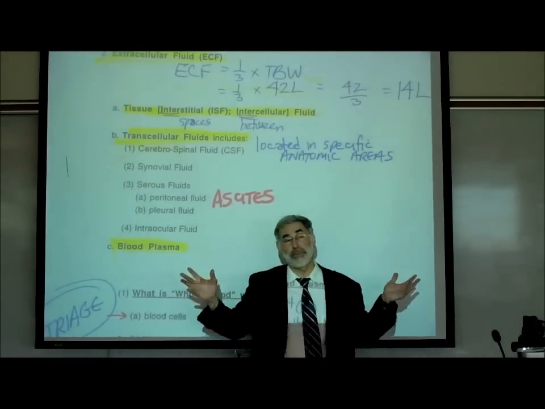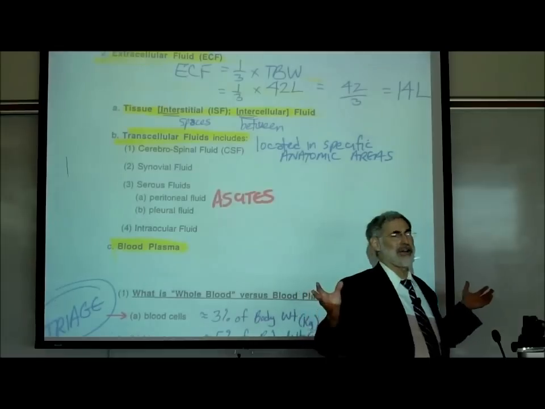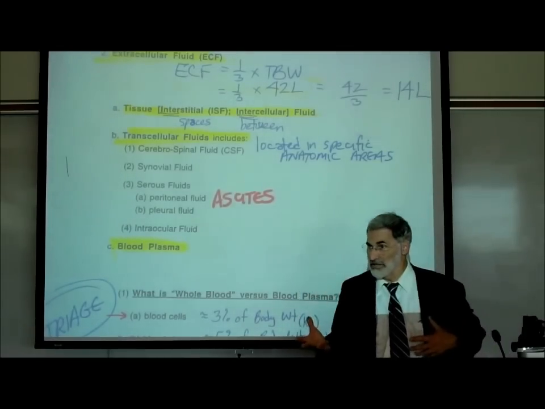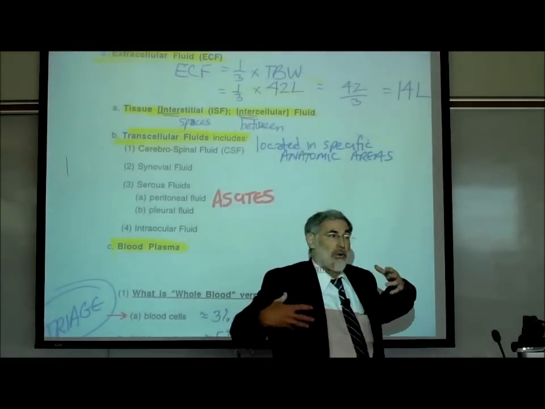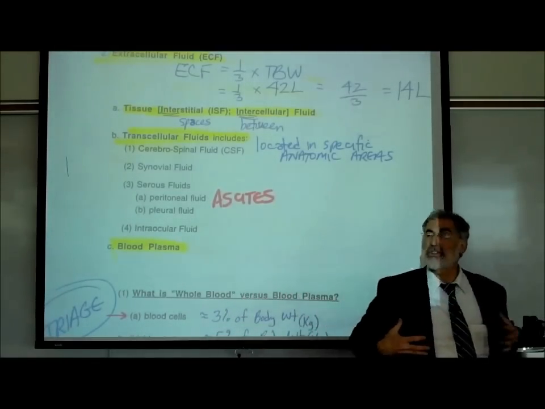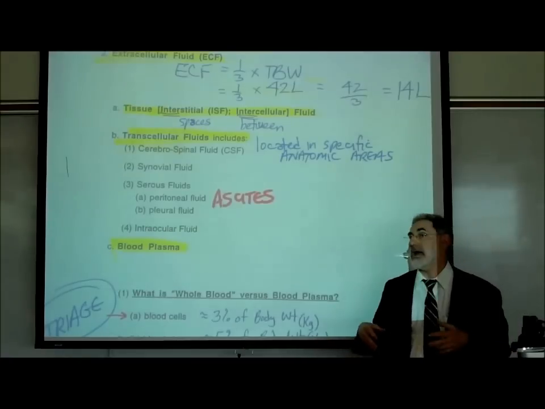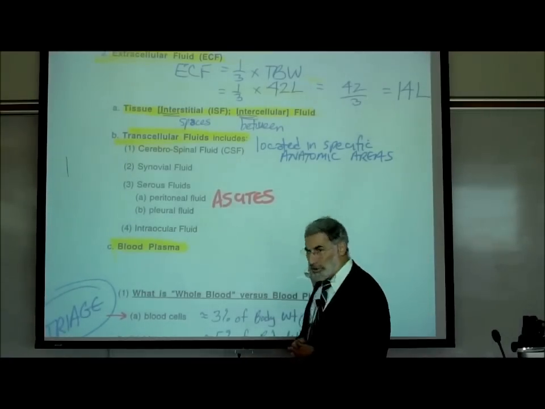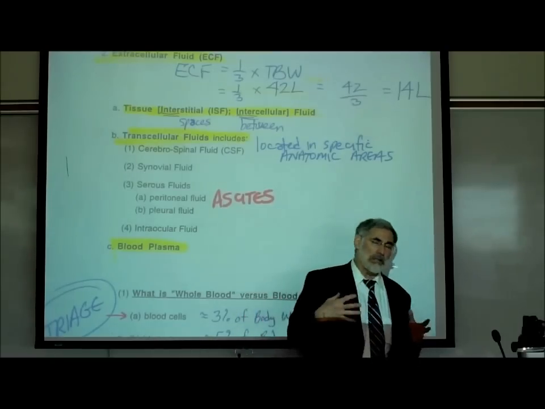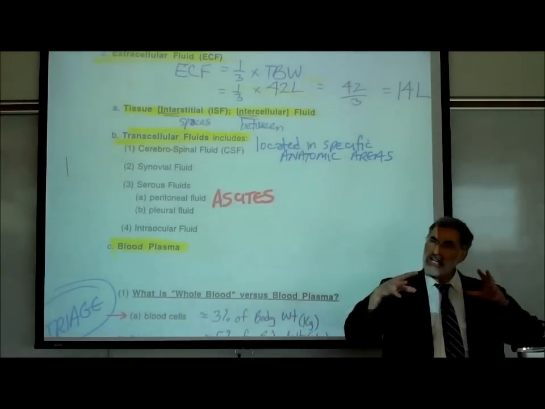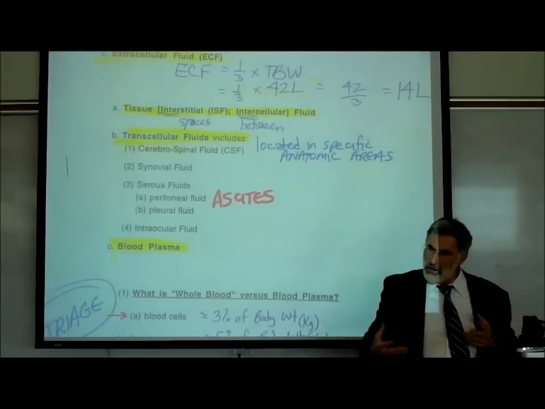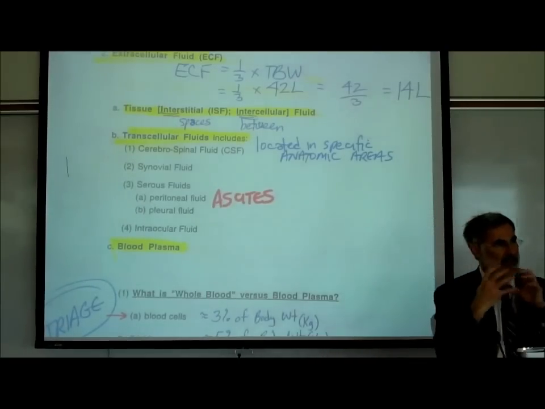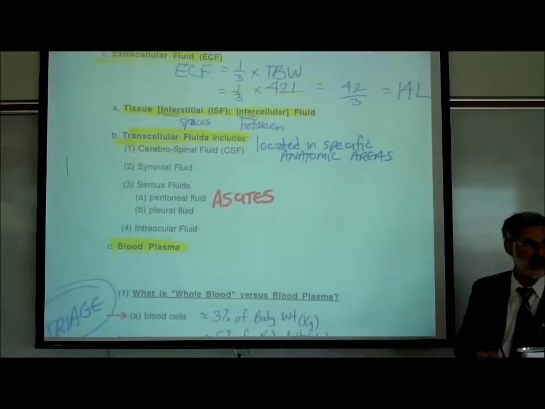Pleural fluid. What's pleural fluid? Where's that located? Anybody know? That's in the chest. That's around the lungs. So there is fluid around the lungs confined within the chest cavity. It's actually produced by pleural membranes. And so you can have a buildup of pleural fluid. All of these are examples of extracellular fluids that are localized in specific anatomic areas. All right, they're confined.